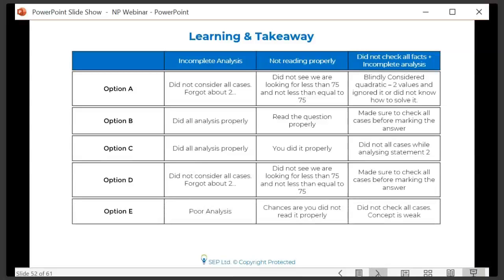And who did E, I believe that a few of you marked E. What I think is that you need to work on your analysis a lot more. You need to read more properly to ensure you don't miss out on cases. Believe me, if you do these kinds of analysis, you'll know where you're faltering, and then you will be able to take corrective actions.